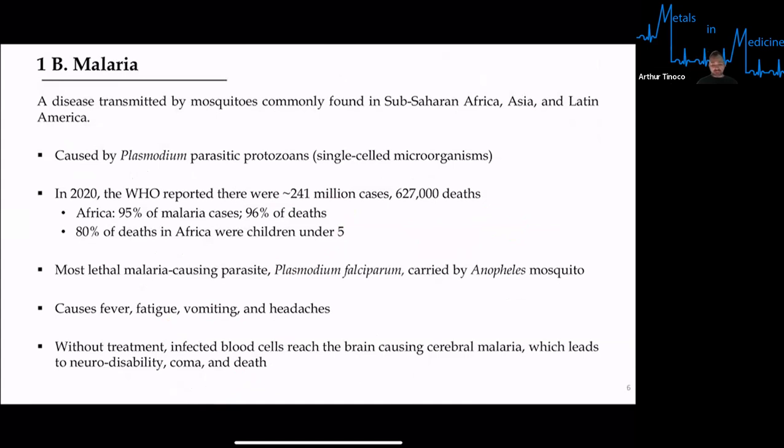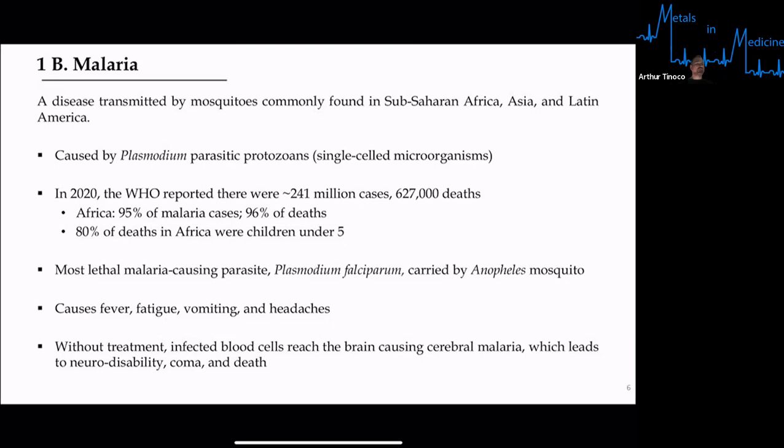This is a disease that's transmitted by mosquitoes and is commonly found in sub-Saharan Africa, Asia, and Latin America. It's caused by the Plasmodium parasitic protozoans. These are single-cell microorganisms. In 2020, the World Health Organization reported about 241 million cases, and of this, 627,000 deaths. An alarming statistic is that in Africa there were 95% of the malaria cases and 96% of deaths. So there's a large concentration where this is occurring. And 80% of deaths in Africa were children under 5.